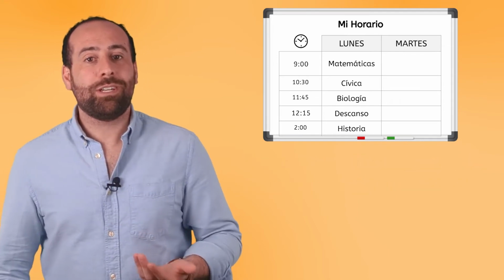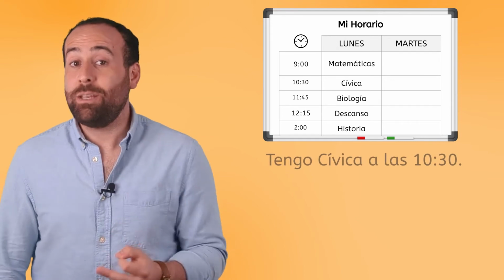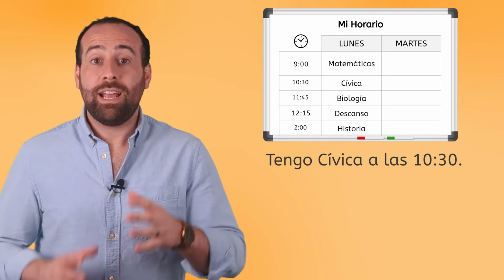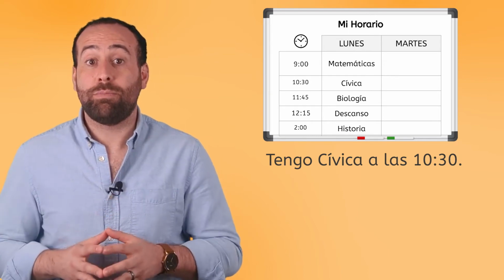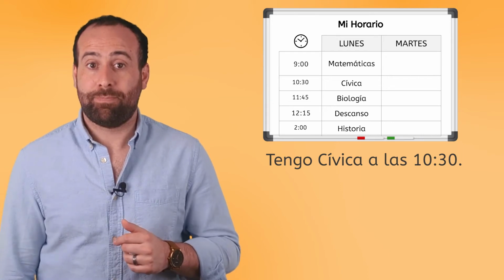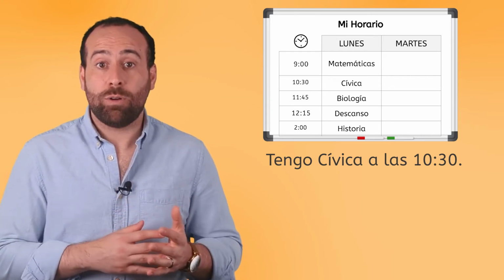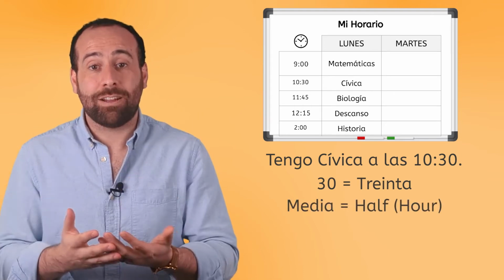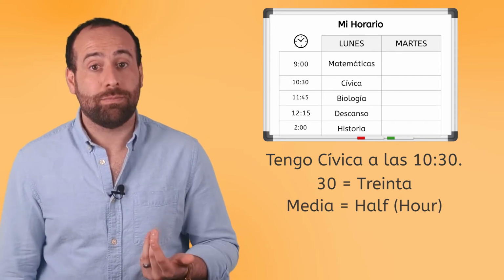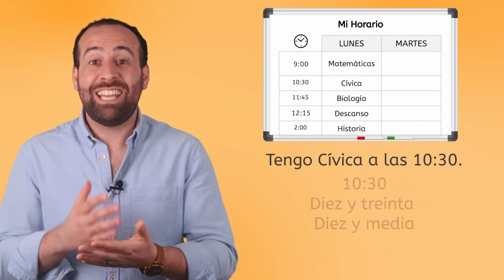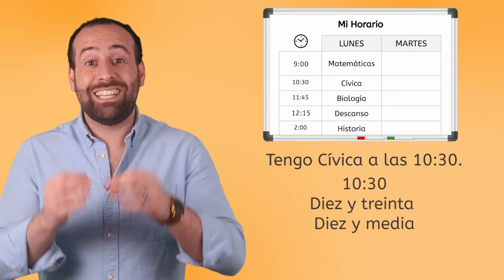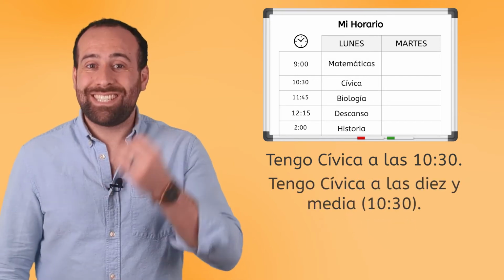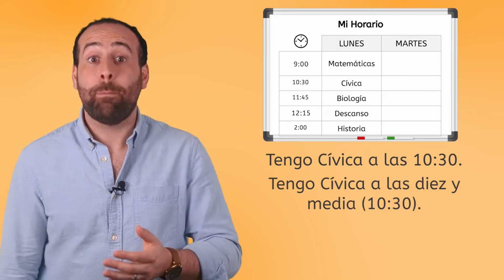Now, let's see what else we can say about this schedule. Tengo cívica a las 10:30. We say a las with numbers greater than 1 because they express a plural quantity. Also, to express the half hour, we can say the number 30, treinta, or the word half, media. This one is actually the most common. So, you can say diez y treinta or diez y media. Repeat this after me. Tengo cívica a las diez y media.